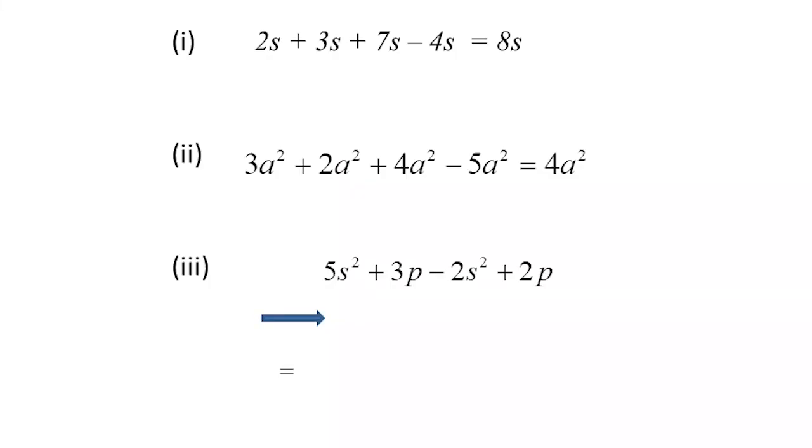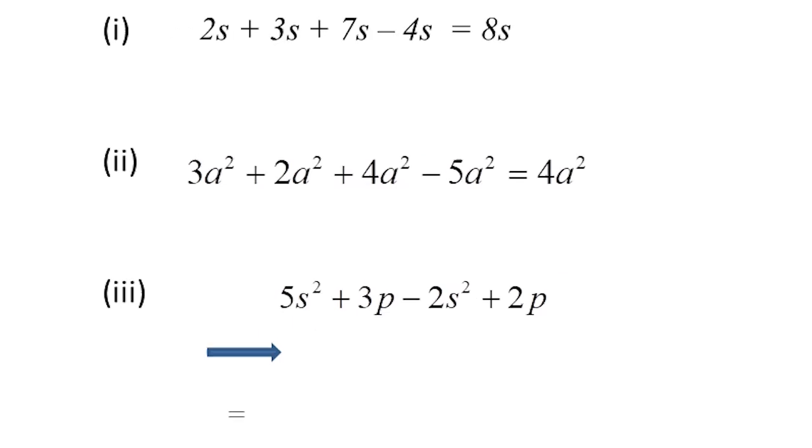5s to the power of 2 plus 3b minus 2s to the power of 2 plus 2b. To cut down the mistakes, you collect the like terms and put them in the front. For example, 5s squared plus 3b minus 2s squared plus 2b. To minimize the mistakes, you put them together in like terms so that it cuts out the mistakes.